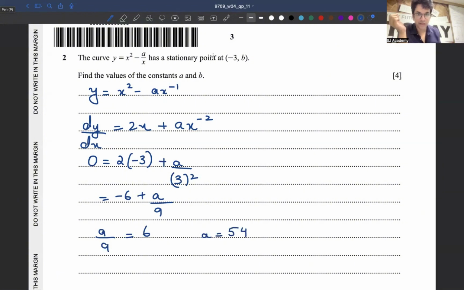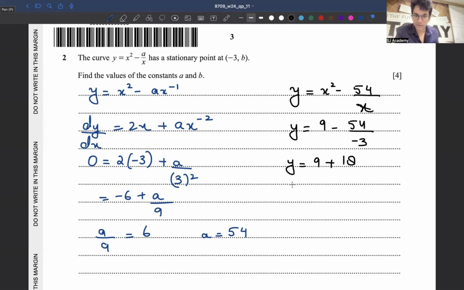Once we have the value of a, to find the value of b, we can just substitute the coordinates in the original equation. So the original equation is y equals x squared minus 54 upon x. Now in place of x, we have to substitute minus 3. So when we put x equals minus 3, this will become plus 9 minus 54 divided by minus 3. So y is equal to 9 plus 54 upon 3 is 18. Minus minus becomes a plus. So the value of b, which is basically the value of y, will be 27. So we can say that the value of b will be 27.